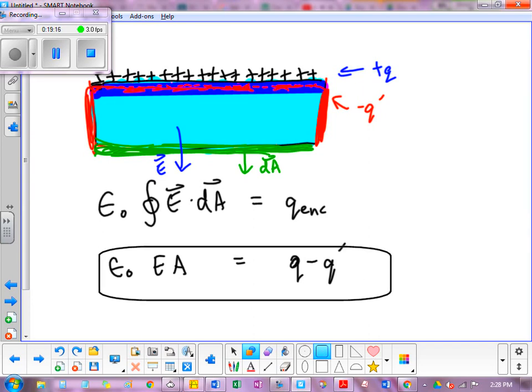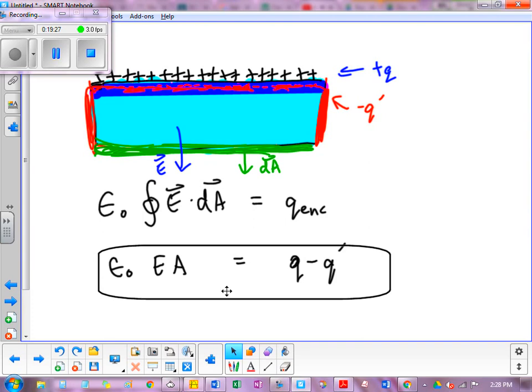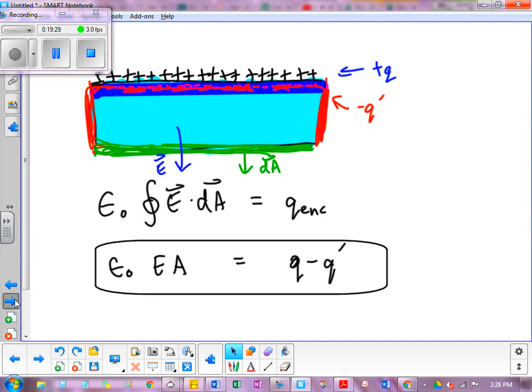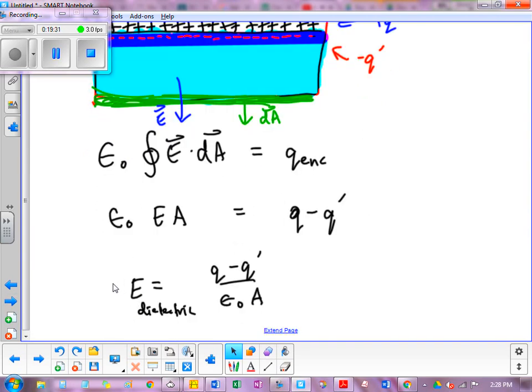Now here's the thing. I don't really want to worry about Q prime. I don't like Q prime. Q prime kind of showed up, and I don't want him in my formula at all. So here's what I'm going to do to get rid of Mr. Q prime. First thing I'm going to do is rewrite the E field when the dielectric is placed in. So I'm going to isolate the E.